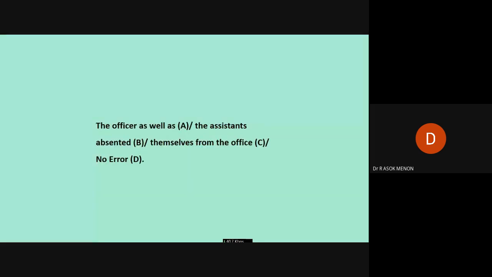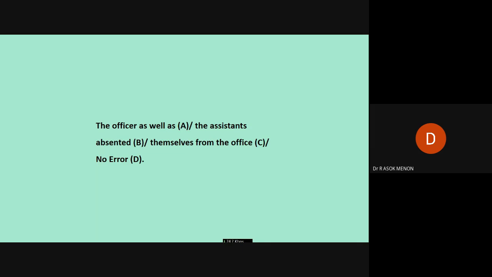Good. Then: the officer as well as the assistants absented themselves from the office. This is a regular question. In almost all competitive examinations, I have often seen this kind of question. Yes, Bharat Kumar has mentioned it correctly. Sorry, C is the answer, not B. C is the correct answer.